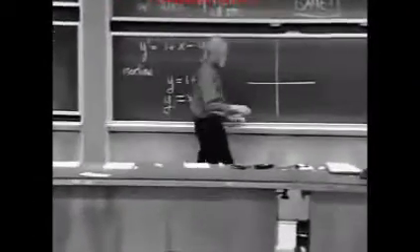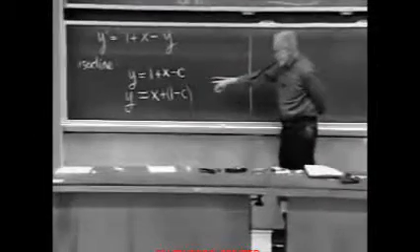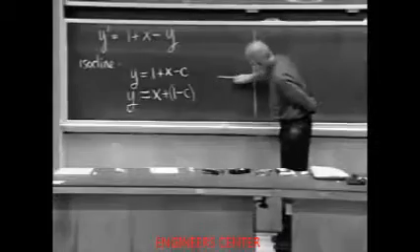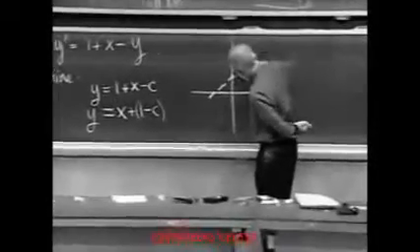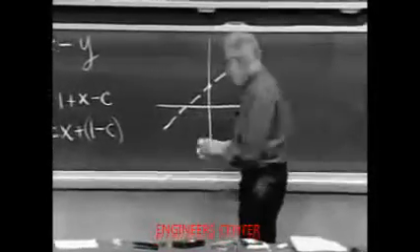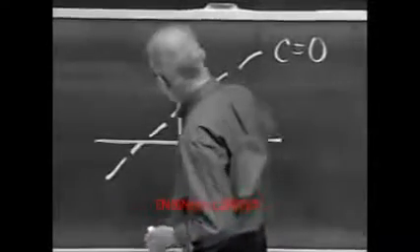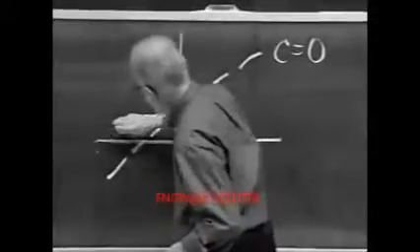So all isoclines are in orange. If so, when c equals 0, y equals x plus 1, so let's say it's this curve. C equals 0. How about c equals negative 1? Then it's y equals x plus 2. It's this curve.